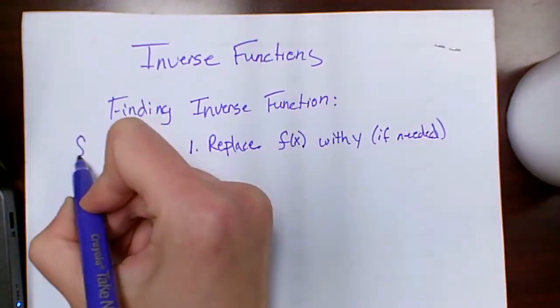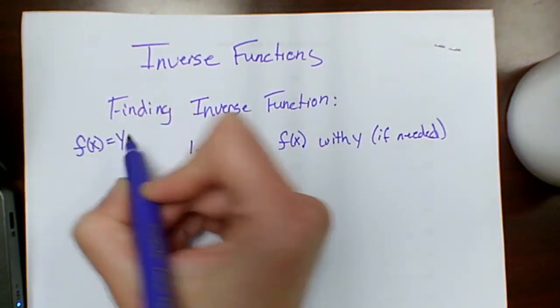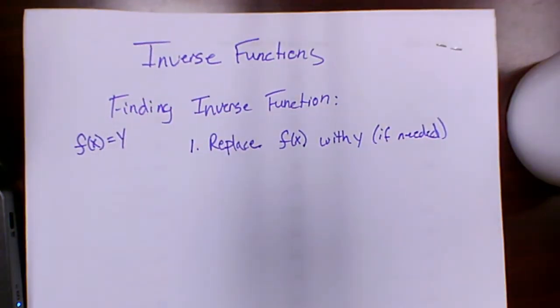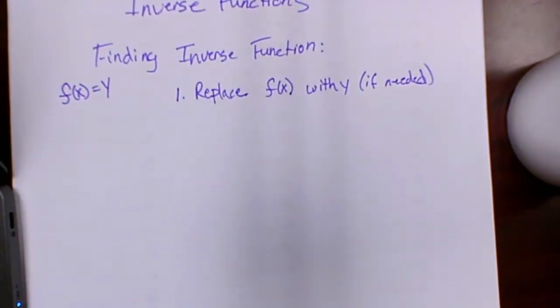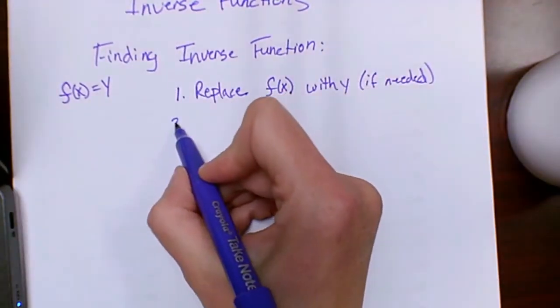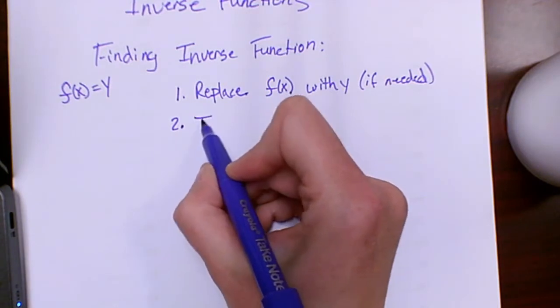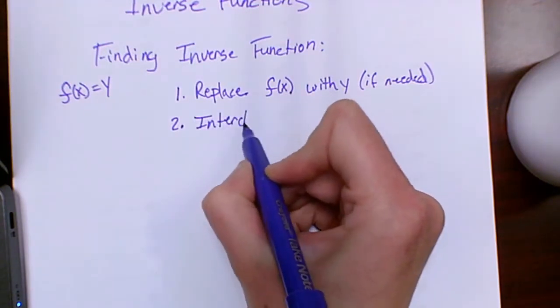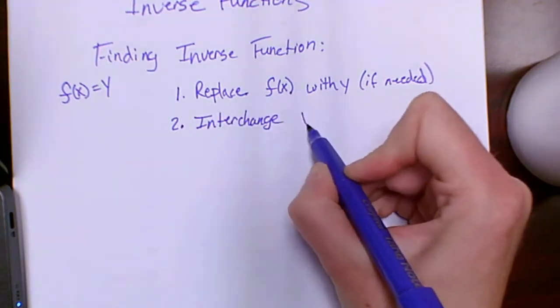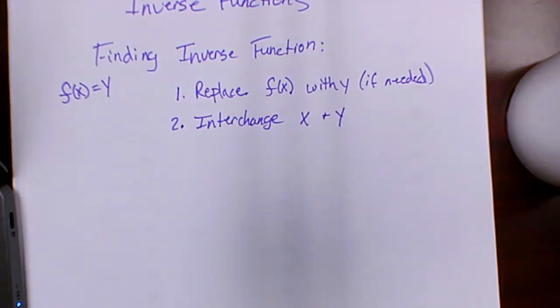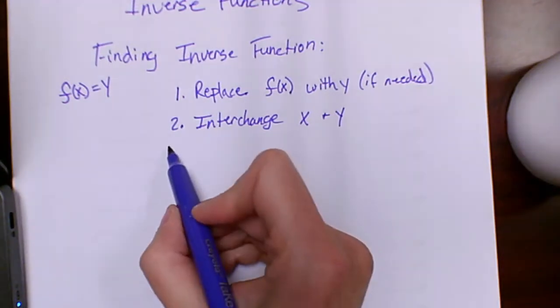Because remember, f of x and y are the same thing. So instead of f of x, replace it with y. 2. Interchange x and y. Okay, interchange them. So for every x you have, you're going to put a y. For every y you have, you're going to put an x.